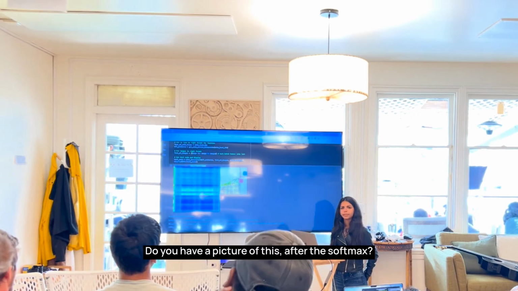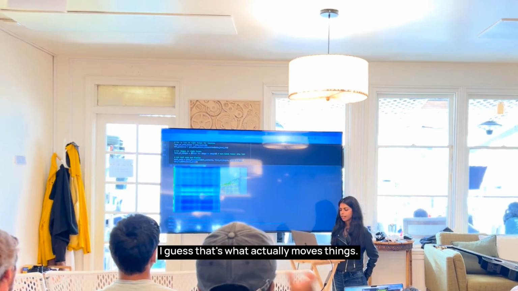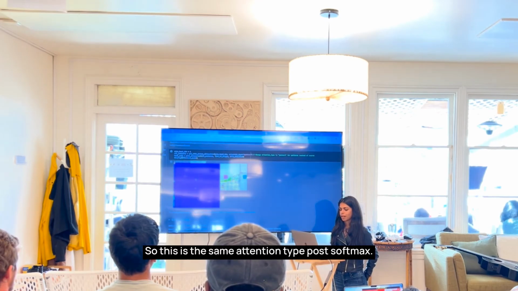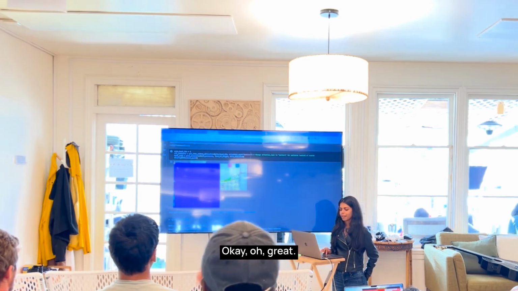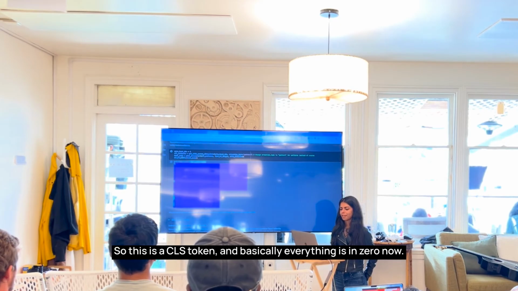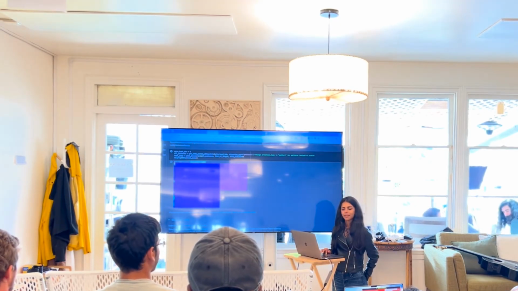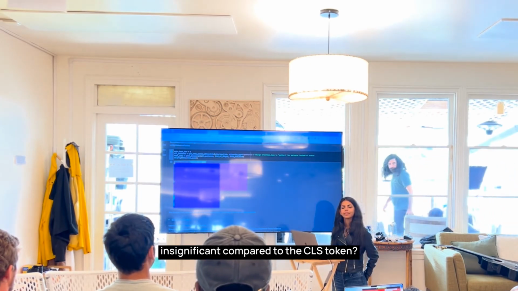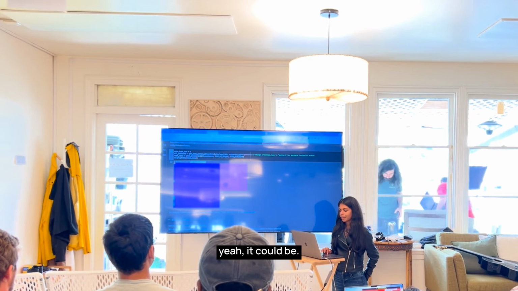Yeah. Do you have a picture after the softmax? I guess that's what actually moves things. Yeah, so this is the same attention head post softmax. Okay. Oh, great. So this is the CLS token, and basically everything has been zeroed out. So I would say that the things we were looking at before were actually insignificant compared to the CLS token. Yeah, it could be.